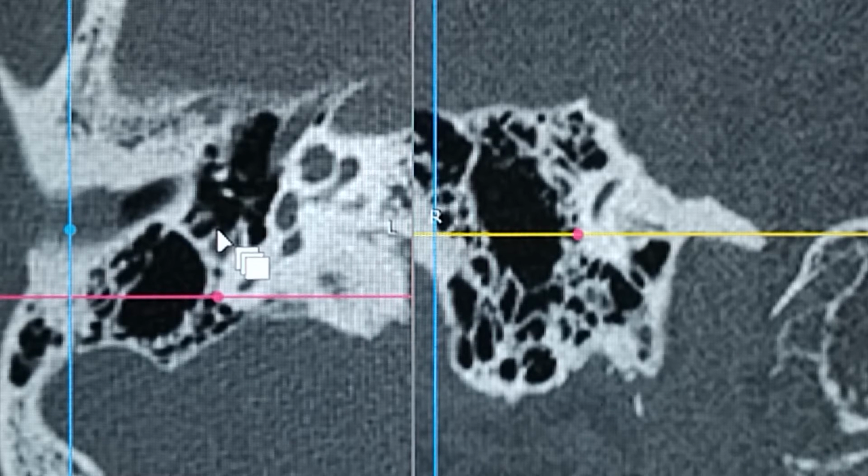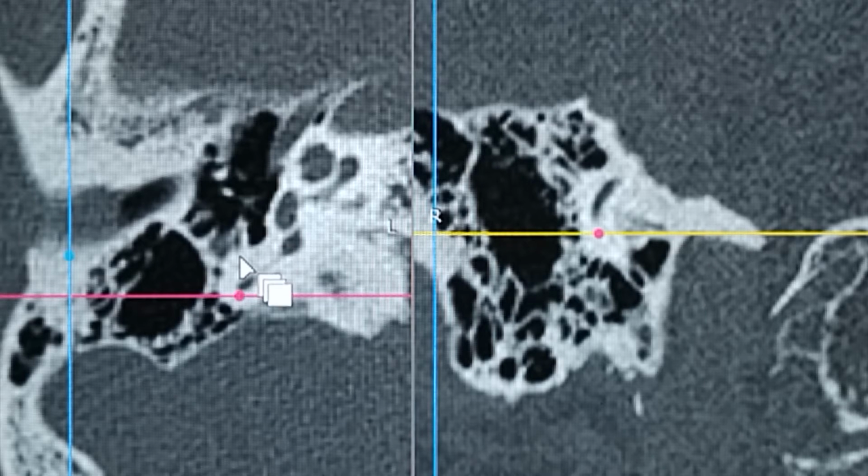Now what does this W stand for? This peak is the pyramidal eminence, which has the attachment of the stapedius muscle and the stapedius tendon, through which the nerve to stapedius also enters, which is a branch of the facial nerve. Now there are three branches of the facial nerve in its vertical mastoid segment. The very first one is the nerve to stapedius.